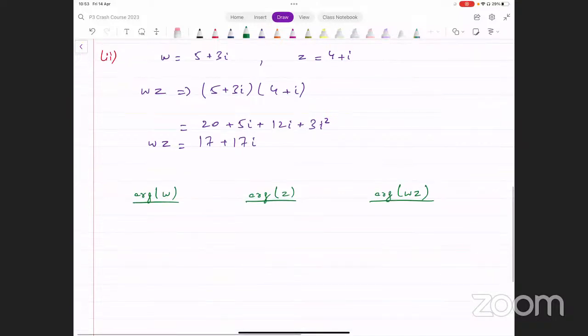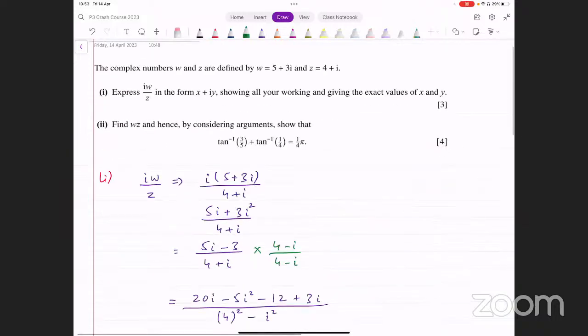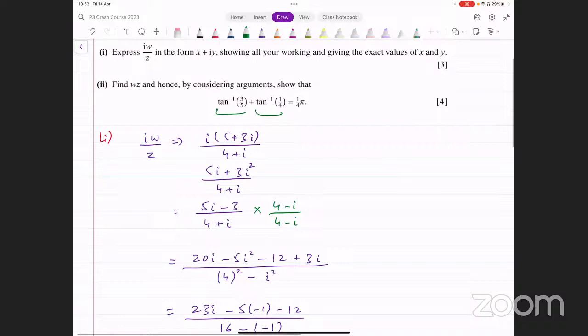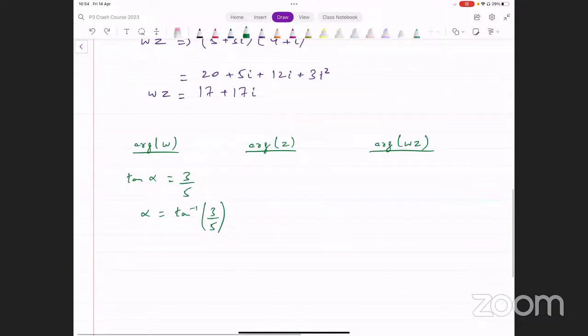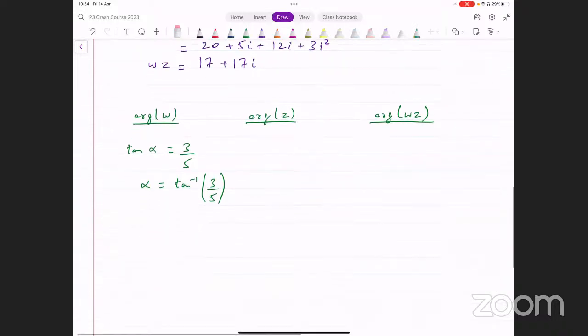What about the argument of W? You first have to find the basic angle. Tan alpha equals 3 over 5. Alpha equals tan inverse of 3 over 5. Now, if you notice, in the question statement, they've given us angles, but they are in their exact form. They've not used decimals there, okay? So you're not going to evaluate this value from your calculator, because you will only get a value in decimals here. We don't want decimals. Just leave it in this form. You don't have to evaluate this in decimals.